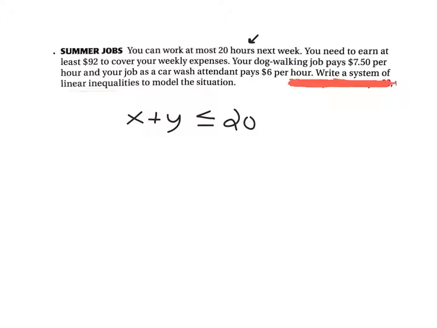Then it says you need to earn at least 92. At least means greater than or equal to. So this is going to be the money equation. That's money. The other part's money. Your dog walking job pays $7.50 per hour. So $7.50 times that x, $6 times that y, and that's all the money. So there it is. Now, on your quiz tomorrow, you may have to graph those. I would just do cover, and I'll tell you the one on your quiz works great. You can cover and graph your intercepts, and you'll be just fine.